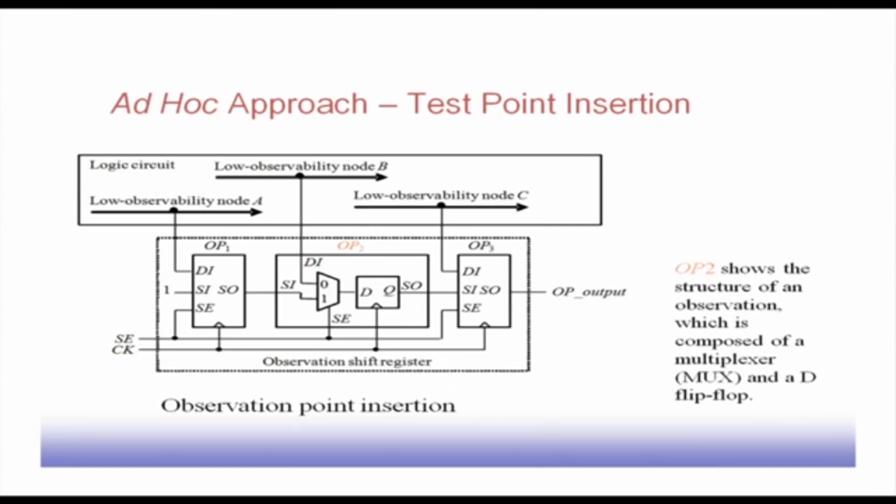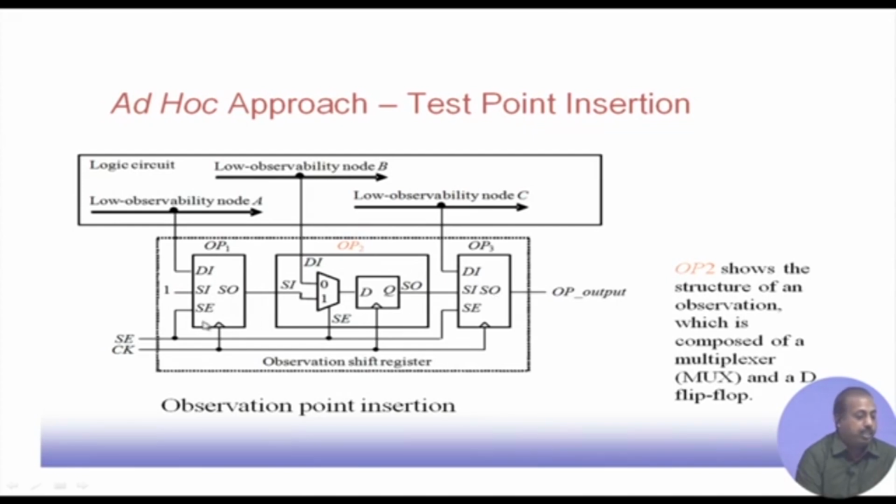Now, the ad hoc test point insertion. Suppose this is the situation. This is the logic circuit, and there are some low observability points, A, B and C. These three nodes are not very much observable. So what is done is that we introduce a structure like this, which is known as an observation shift register. In this observation shift register, we have these cells, OP cells. The OP1, OP2 and OP3 actually form a shift register.